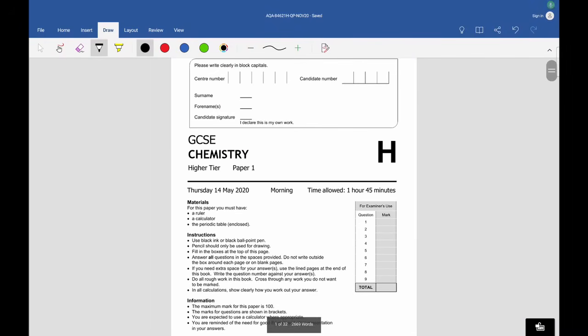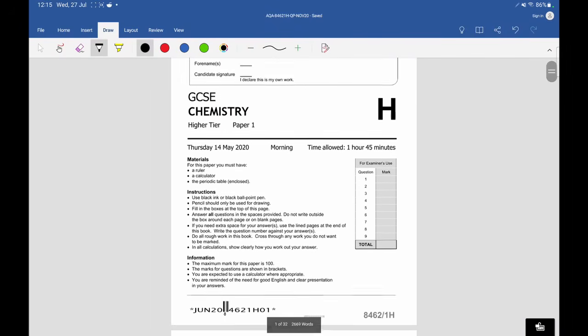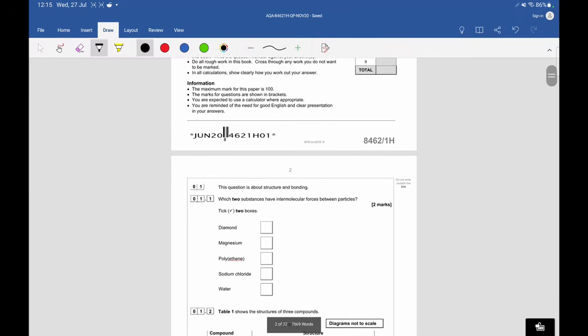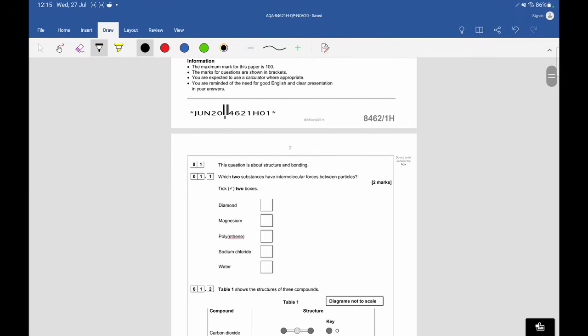Okay, so we're going through the chemistry paper from 2020, the higher paper to start with. We're going through each question and I'll explain how I get the answers and why I get to them as well. You should pay attention and fill in your paper as we move through. Question number one wants two substances that have intermolecular forces between them.